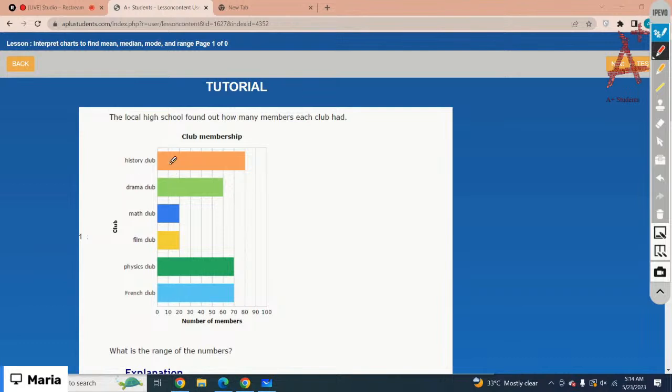Like here you have history club. Just match here and match this to the graph. So it would be 80. Just match the screen. So it would be 60. Then they are 20 and 20, then it is 70 and then it is 70. So for the range, we take the greatest number minus the smallest number. Here you have 80 and here you have 20. So 80 minus 20 is 60. Got it?